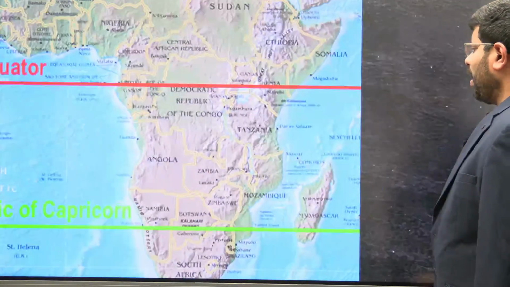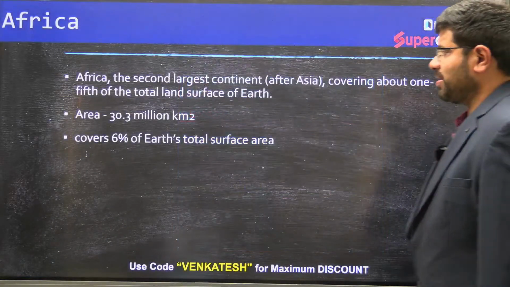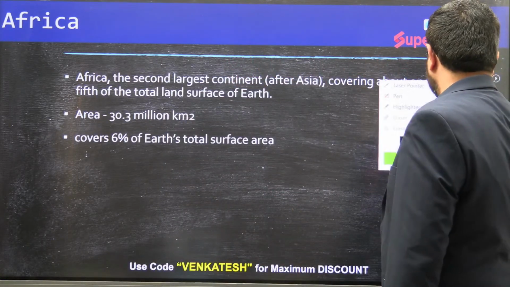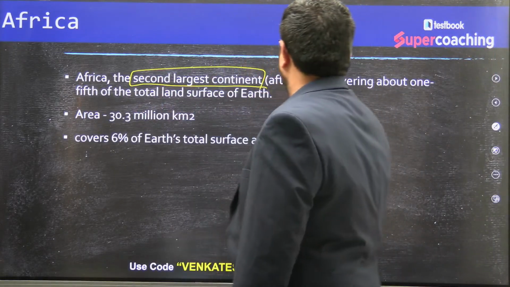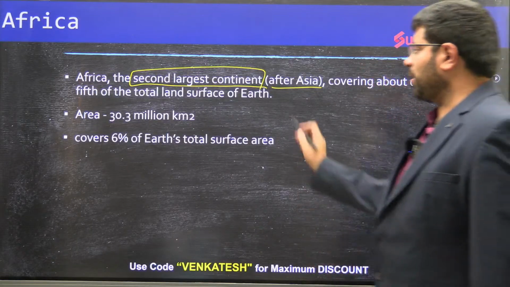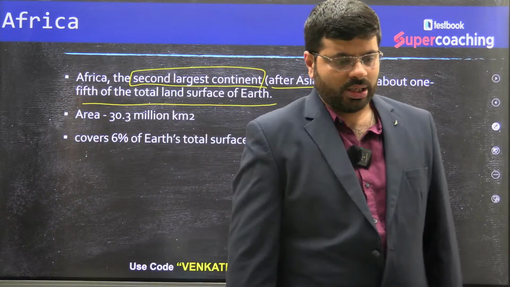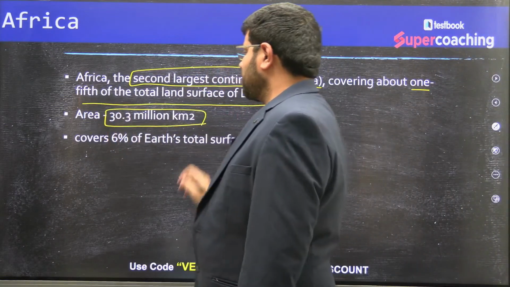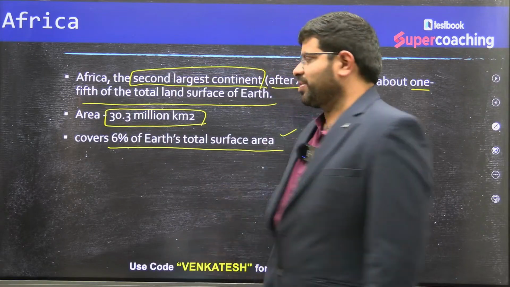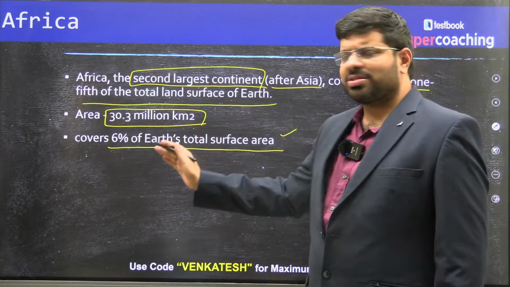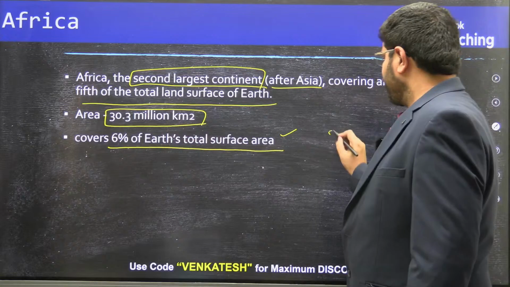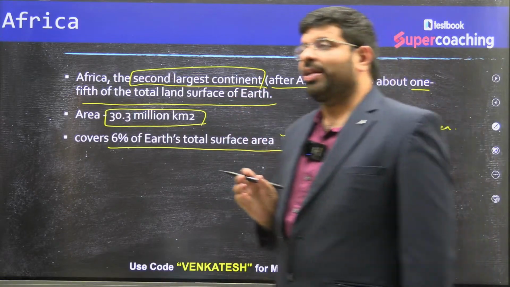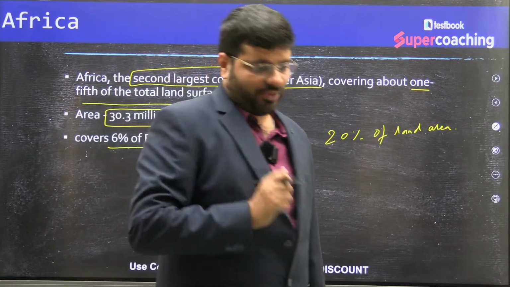Then, as you move forward, what you need to understand is the location and the size. Africa is the second largest continent after Asia, covering about 1/5 of the total land surface of the earth. It has an area of almost around 30.3 million square kilometers, covering 6% of the Earth's total surface area. When you compare with respect to the land, it will come around 20% of the land area. So these kinds of introductions are very useful whenever they ask you certain questions from Africa, right?